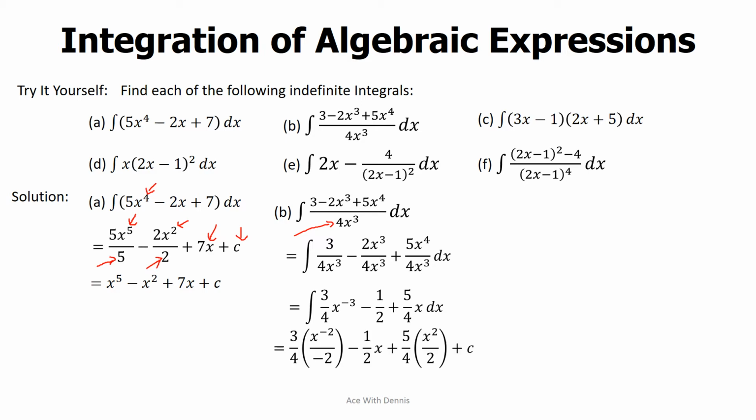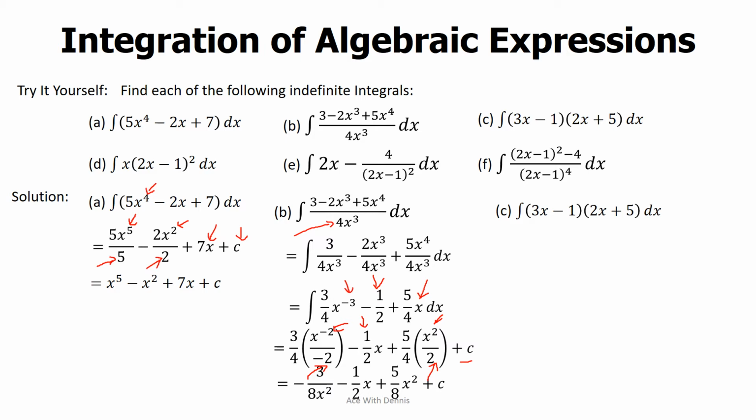So for the first expression, the power is negative 3, so plus 1, we get negative 2, and over power plus 1, then you get a negative 2 here. Then second term, integration of constant half, so we get negative half x. The next one, 5 over 4 x, so when we integrate x, the power plus 1, we get a 2 here, then over 2 here, then plus a c. Okay, so after that, we can simplify this expression, which becomes negative 3 over 8 x squared minus half x plus 5 over 8 x squared plus c.